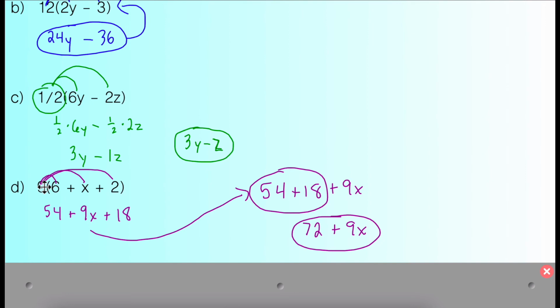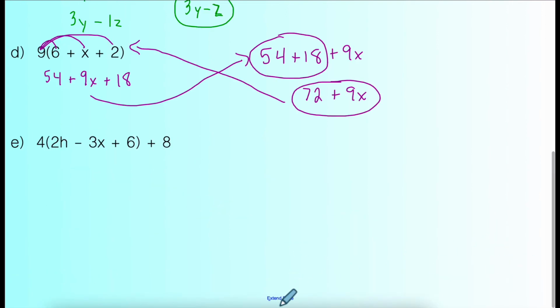And how we got there was we distributed, and that gave us an expression that didn't have any parentheses. And then I just reordered the addition, and I actually did the addition, 54 plus 18, and got 72. And there we go. A simplified expression that is equivalent to the original thing that was here. Let's do one more example problem here. Let's do something that looks a little bit different.